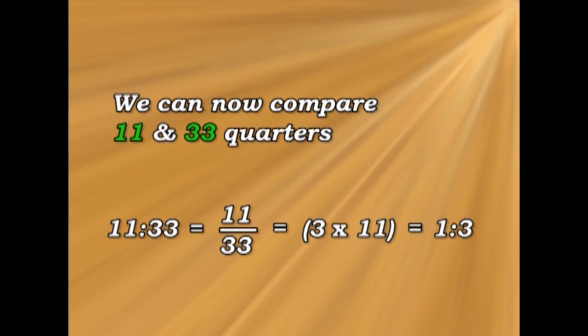So what started as a very difficult looking question, 2 3/4 to 8 1/4, can be simplified to a ratio of 1 to 3.